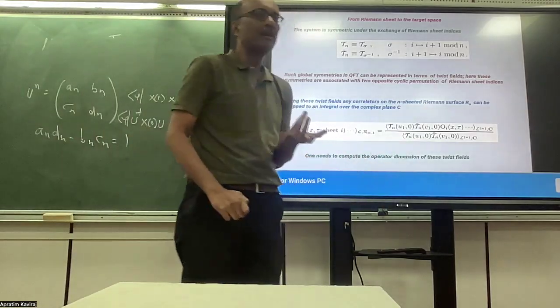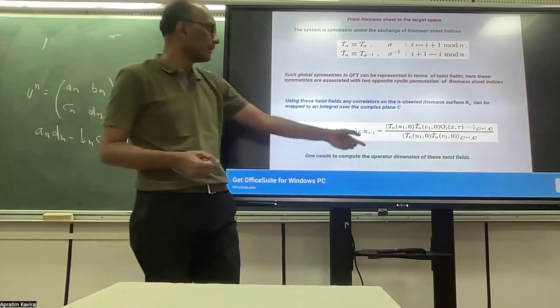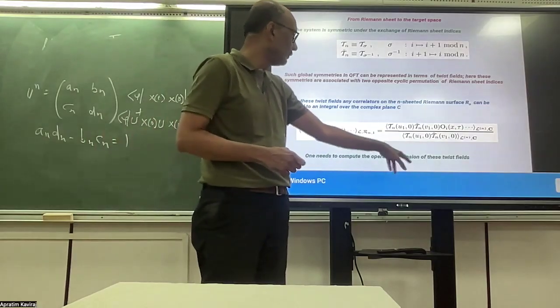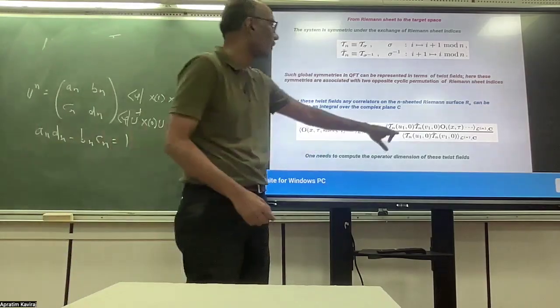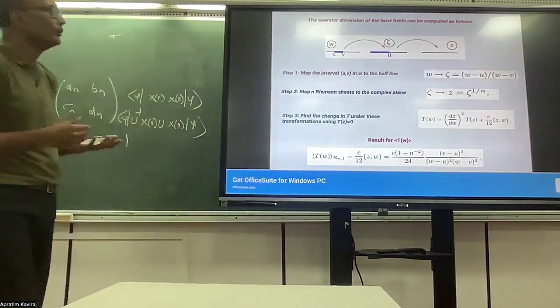So naturally, to compute this, since I have to compute the partition function, I need to know the operator dimension of these twist fields. And that's the thing that Cardy pointed out. So how do you do this?